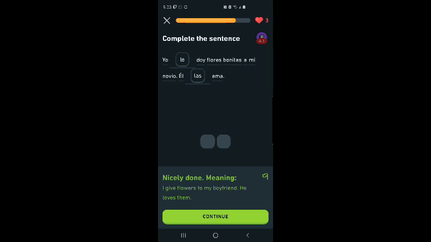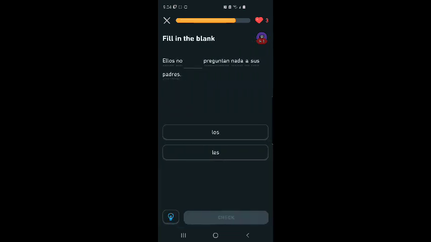Got it right. I don't know how many in a row that is, but I got it right and I have 3 hearts left and I probably have 3 problems left, so let's see if I can pull this off. Ellos no blank preguntan nada a sus padres. Ellos. No. Do not. Preguntan. Ask. Nada. Nothing. A. For. Sus. Their parents. Padres.